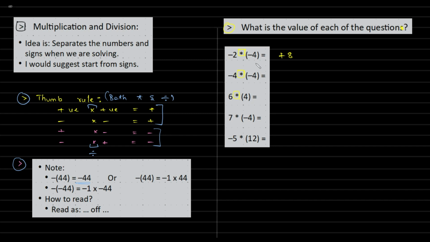Now the next question: think of the sign. Negative into negative is positive. 4 4s are 16. Positive into positive is positive. 6 4s are 24. Positive into negative is negative. 7 4s are 28. Negative into positive is negative 60. Simple. Think of the sign first. See, you can do it so fast without any mistake. Oh, I made a mistake.